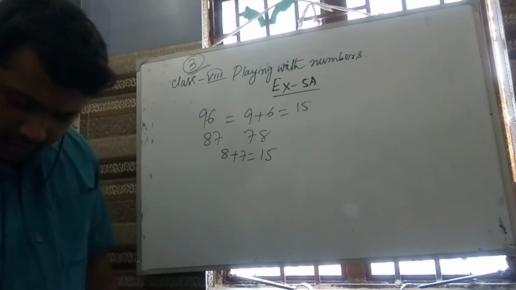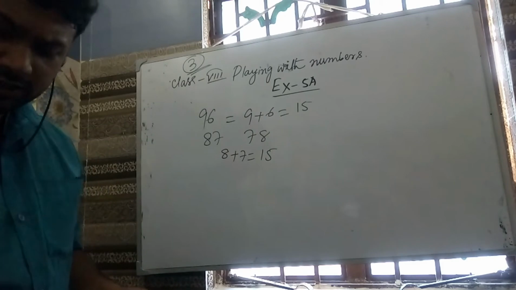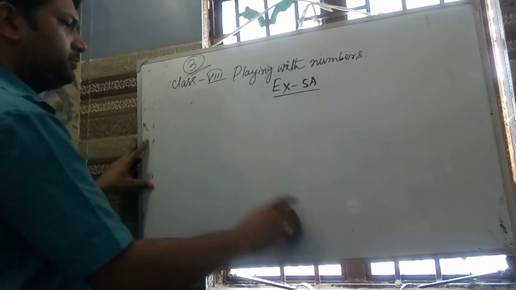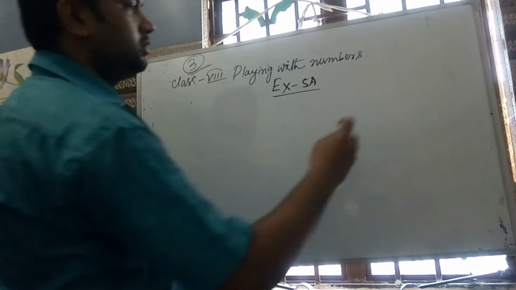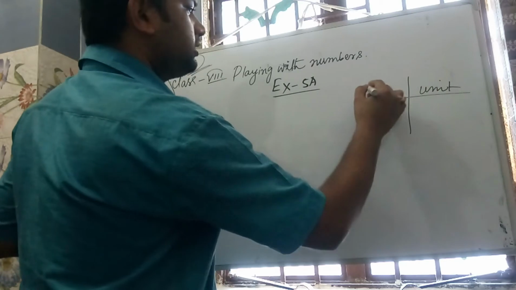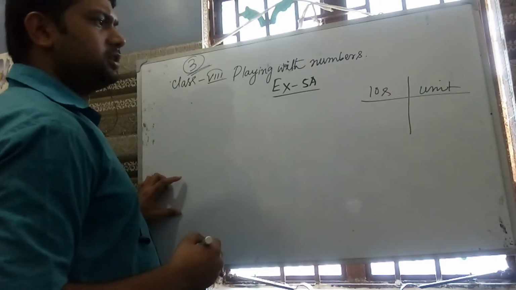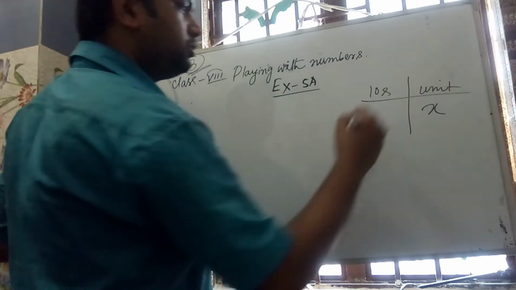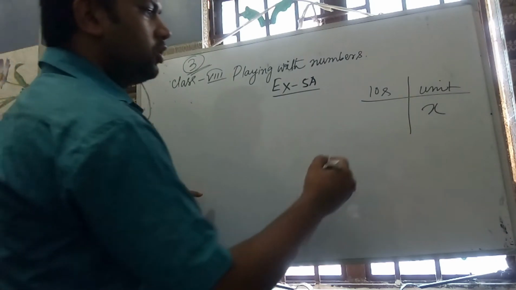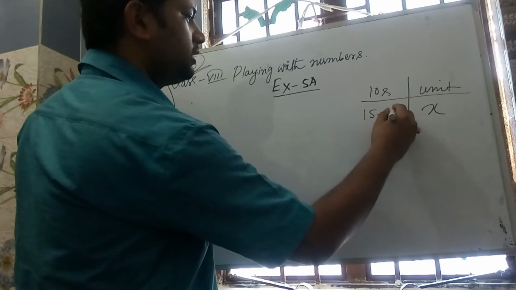Here it is given. The sum of the digits of a 2-digit number is 15. So we can consider there are two digits, one is unit digit, another is tens place digit. So let us consider one digit to be x. So what will be the other digit? Obviously it will be 15 minus x.